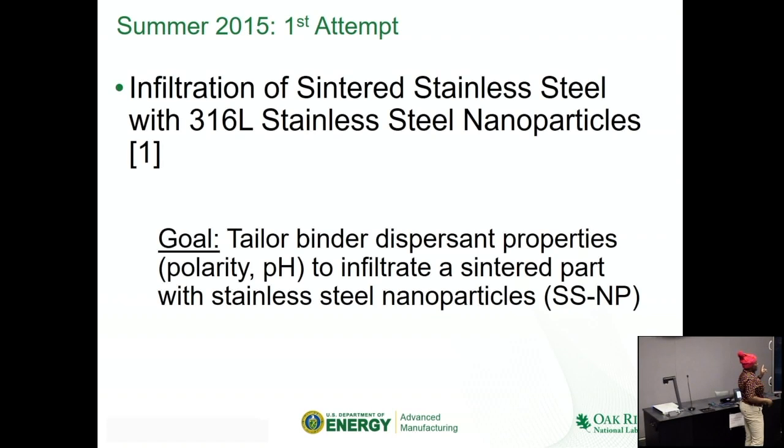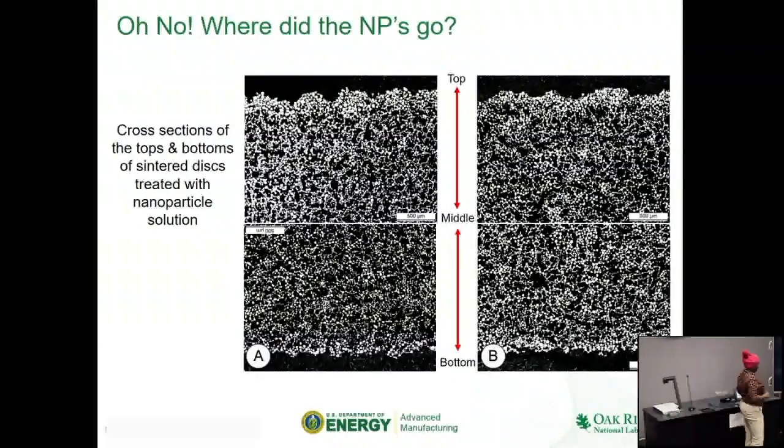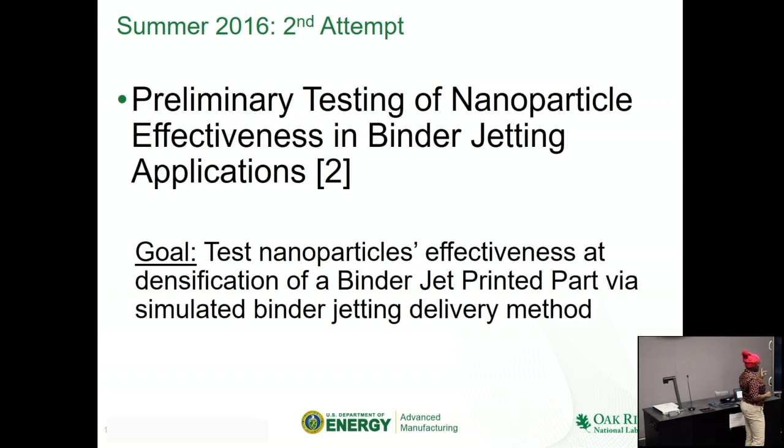So actually, I'm going to skip this first part and go to the second part. I'll give you a summary. The first part was basically where we wanted to see what happens with nanoparticles and the binder, and see if we could change the steps. We could take nanoparticles, put them directly in the binder, put it on top of a sintered part, and then re-sinter it to see if we increase our density. It didn't work because we couldn't figure out where the nanoparticles went. So this led to the second attempt.